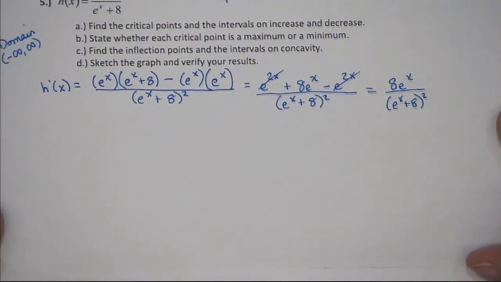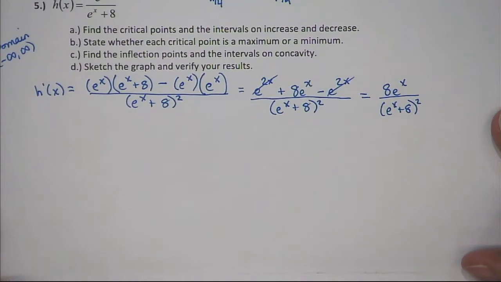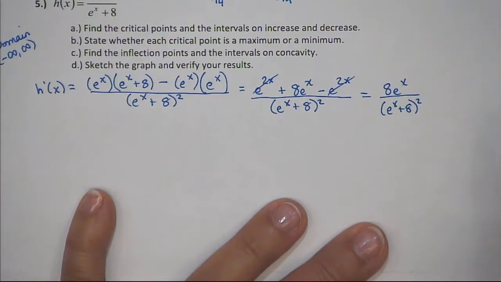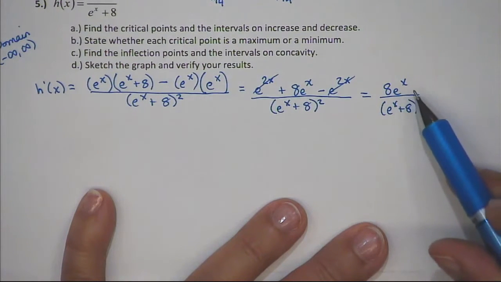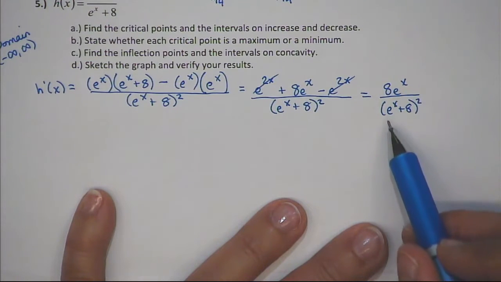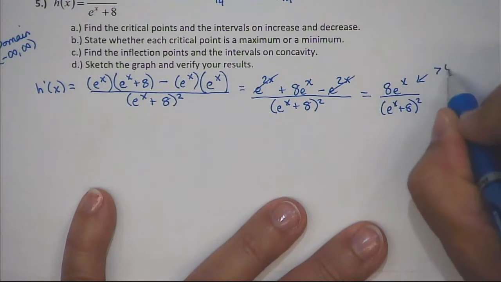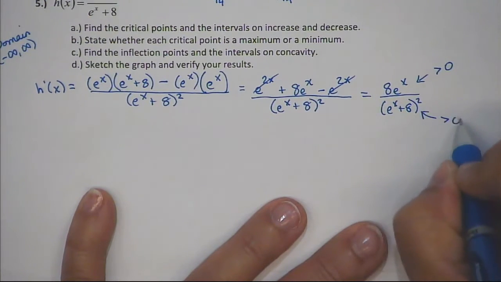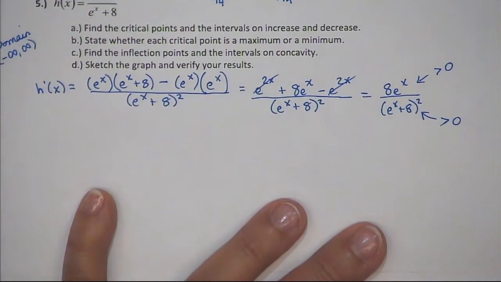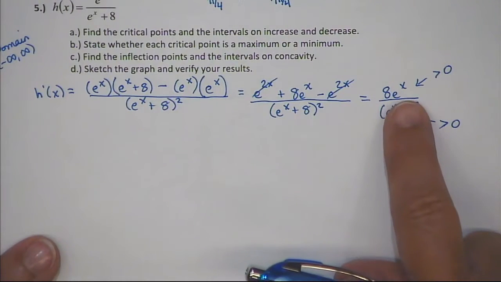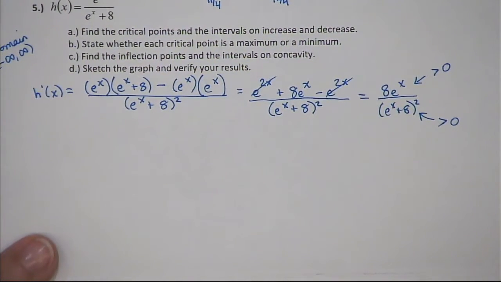Now, to find critical numbers, we're supposed to set the numerator equal to 0 and the denominator equal to 0 and solve. However, we just said e to the x is always positive, right? There is no way you're going to make 8e to the x ever equal 0. It can't happen. And e to the x plus 8 squared is always positive. So this numerator is always greater than 0, and this is always greater than 0. Now, you could try it. If you set 8e to the x equal to 0, you divide by 8, when does e to the x equal 0? It doesn't. So you can't solve this.